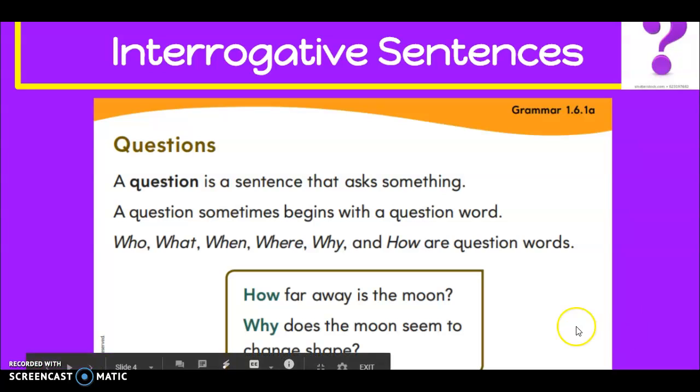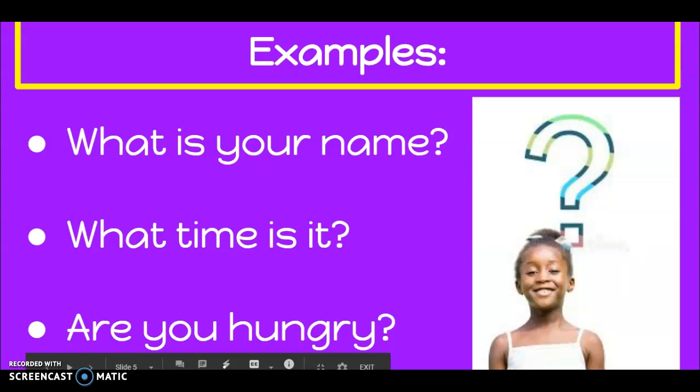Interrogative. Very good. So here are some more examples of some interrogative sentences or questions. The first one says, "What is your name?" It ends with a question mark, and it's starting with an asking word, a question word. What? What time is it? There's an asking word and a question mark. Are you hungry? Question mark and a question word.